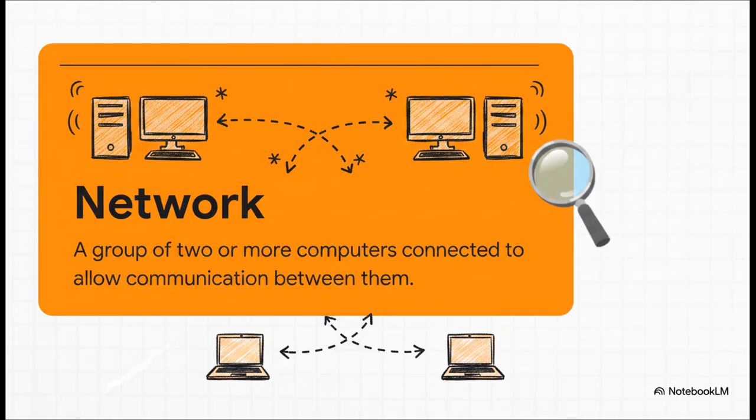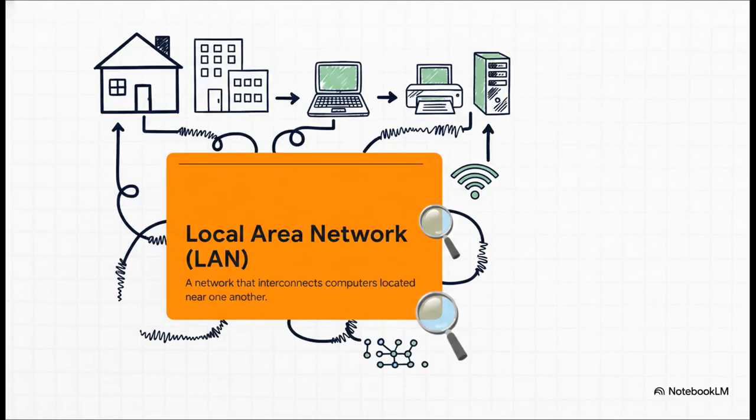All right, to understand the whole globe, we really have to start at the very bottom. We just need two machines talking to each other. That's a network. Simply put, it's a group of two or more computers connected to allow communication between them. It's absolutely the foundational building block for everything else we're covering today. Now, when we take that network concept and apply it to a single room or a building, we get a local area network, or what we call a LAN.